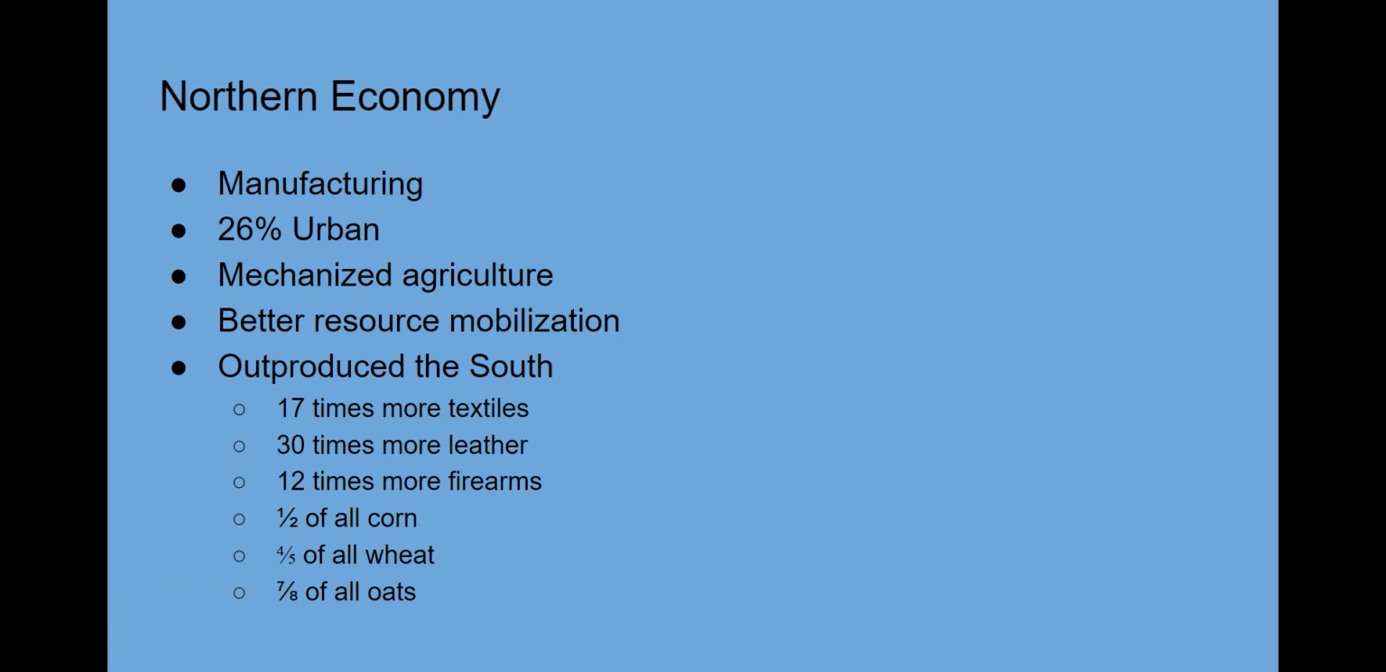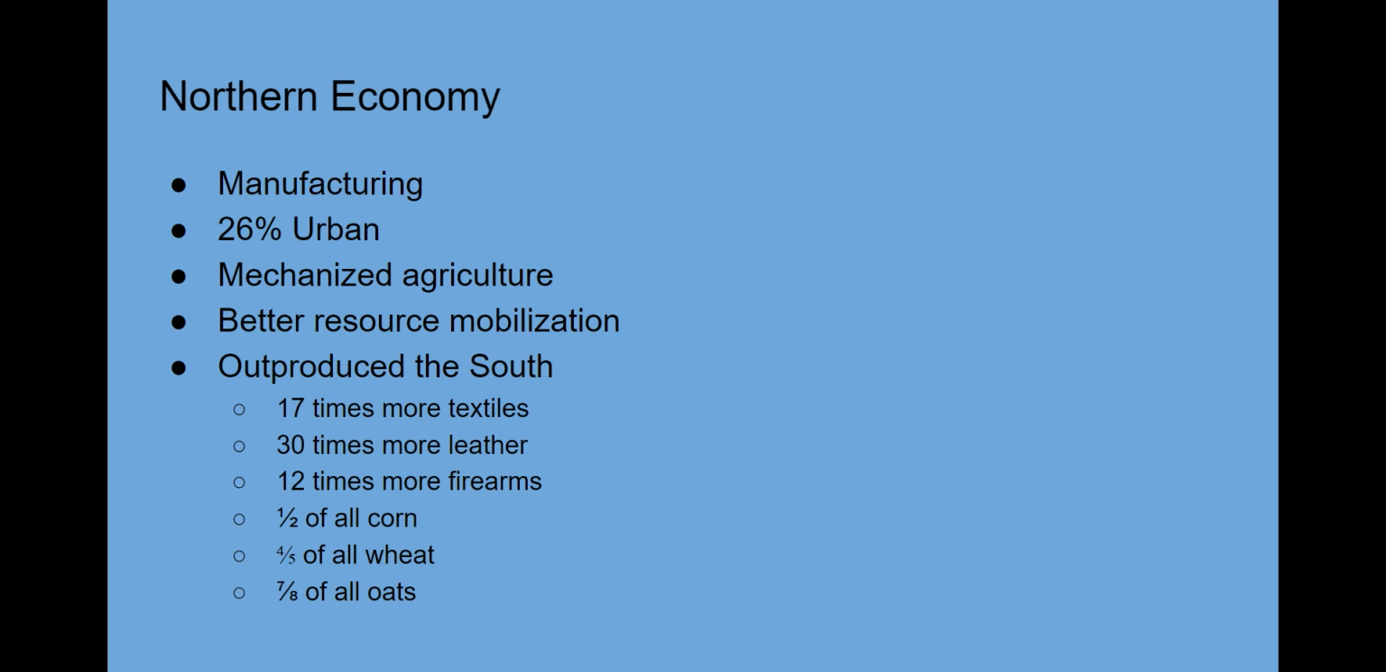So first off, just simply the Northern economy was more based off of manufacturing rather than agriculture, meaning there were factories and urban centers that people go to find jobs rather than owning farms and plantations like the South did. So 26% of the North was living in urban areas or cities and towns, compared to 10% of the South, as we'll get into later.